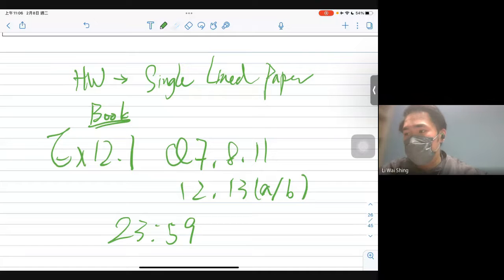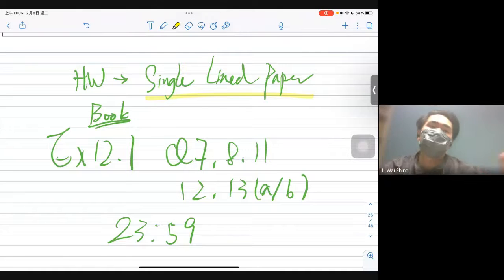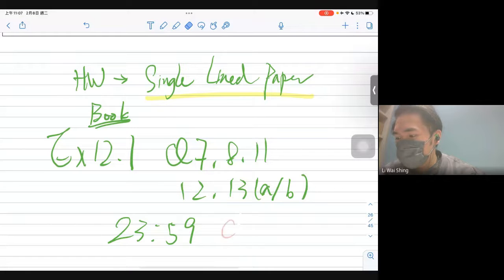Because I will mark it online, so it doesn't matter. You don't need to do it on your homework book. You can do it in classwork book, or in single line paper. You can buy new single line paper, or a new book, whatever. Because I can't collect your hard copy, that's why I will mark it online. Remember to check answers before you submit it to me.